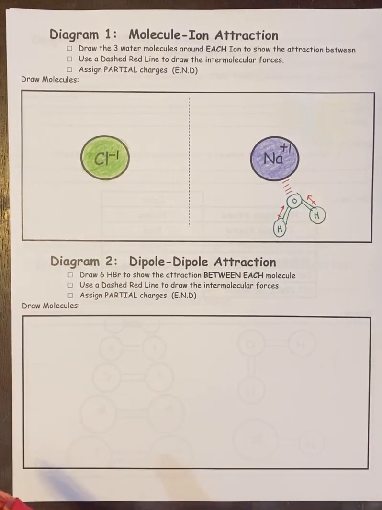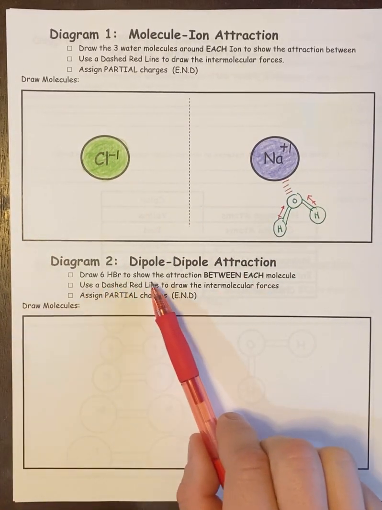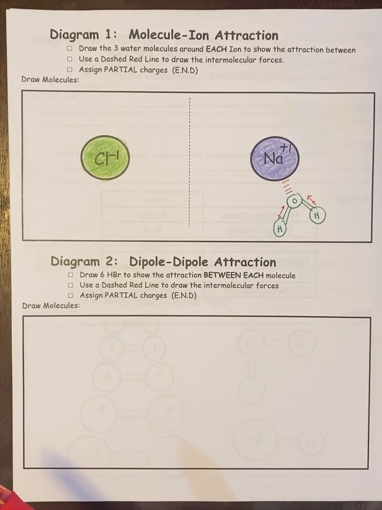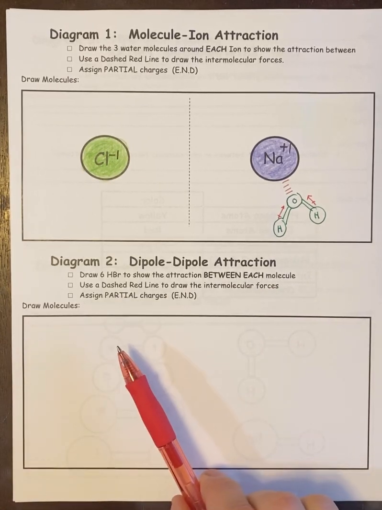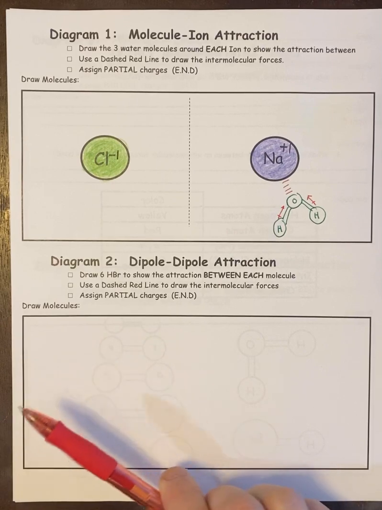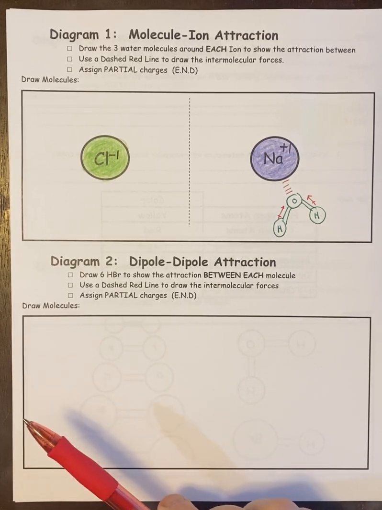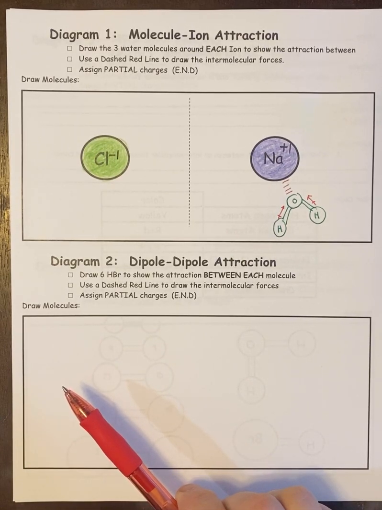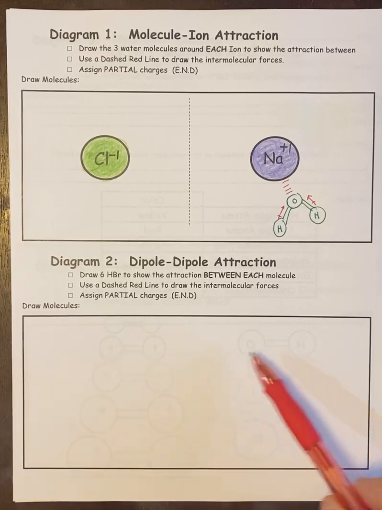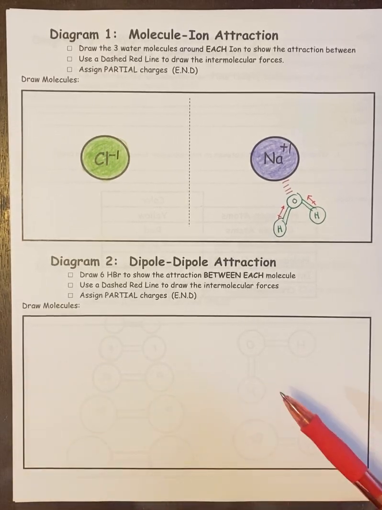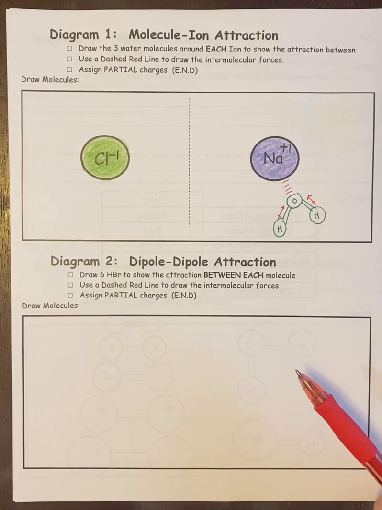So for number 2, you're going to draw 6 HBr molecules, and you're going to show how they attract between each other. So in other words, you have one HBr molecule, and then you're going to show how it attracts to a different HBr molecule. There are no rules for drawing them out. Like, they don't have to be a straight line. You could do any pattern you want as long as you have opposites attracting. That's the only thing that has to be done.